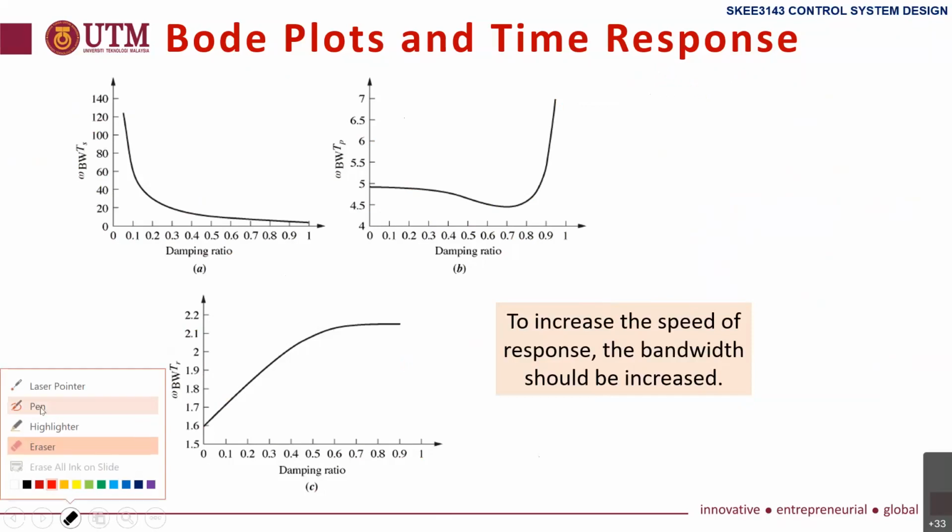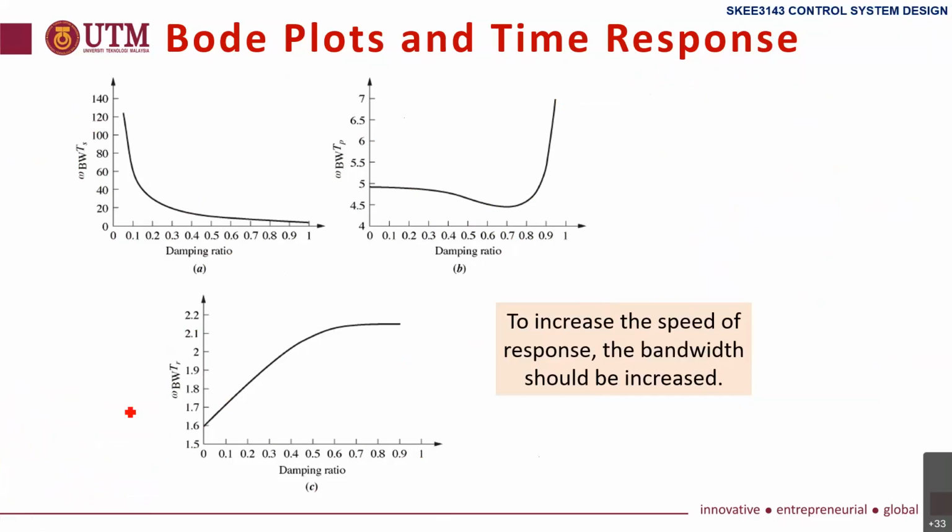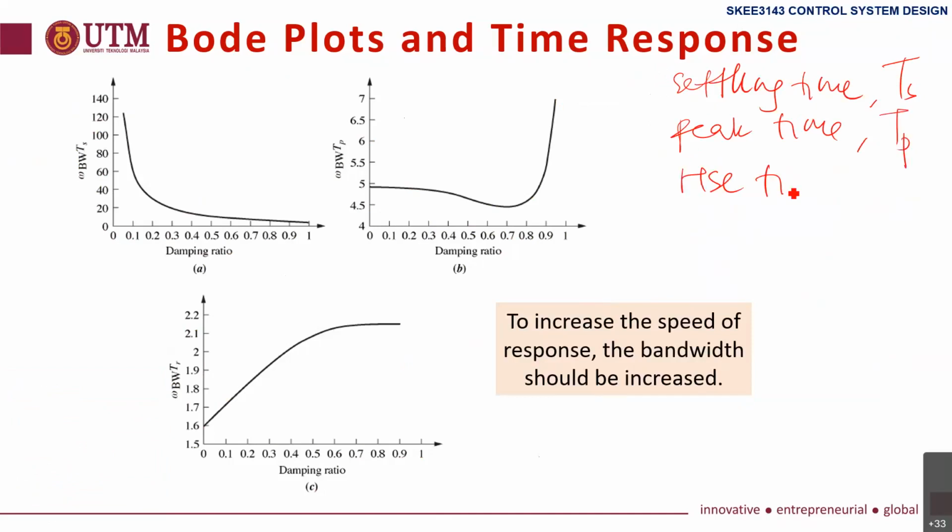We have times to show the speed of the response. We have settling time, normally written TS, peak time, TP, and rise time, TR. We also have time constant, normally for a first order system. These times demonstrate the speed of the response.